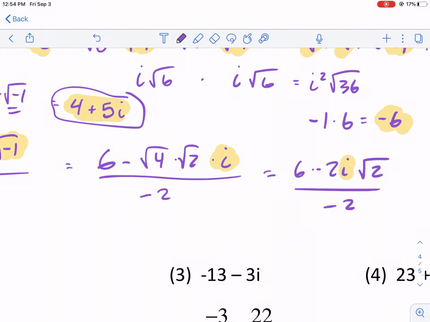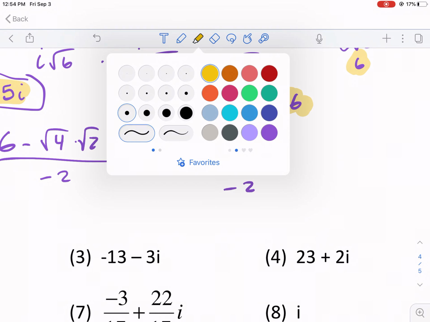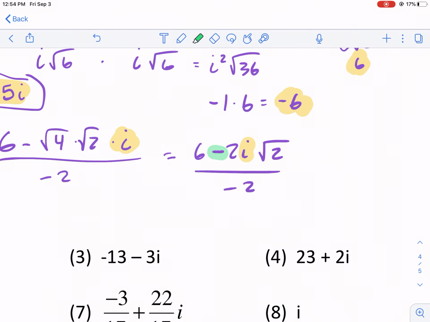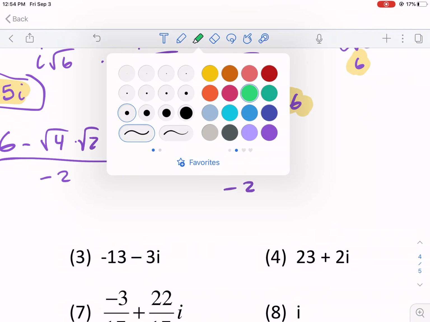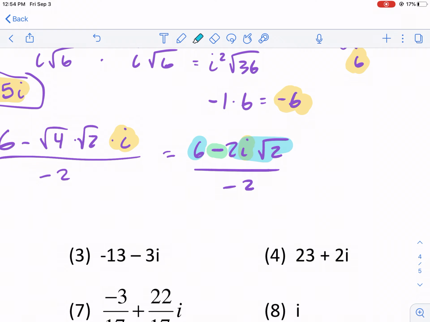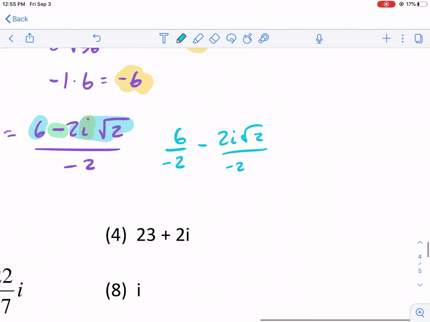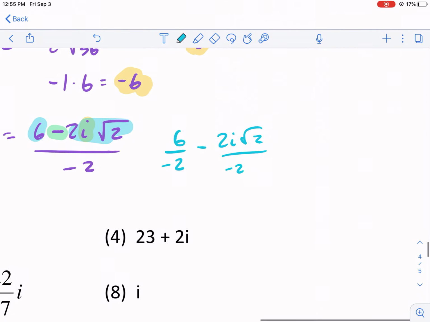And this is a minus right here. Now, because this is minus, I need to apply this divide by -2 to both terms in the numerator. So this term and this term. I have to apply it to both of those. So let me separate it. I'm going to separate it in blue. So we have 6 divided by -2 minus 2I square root of 2 over -2. So I have 6 divided by -2. That's going to give me a -3.